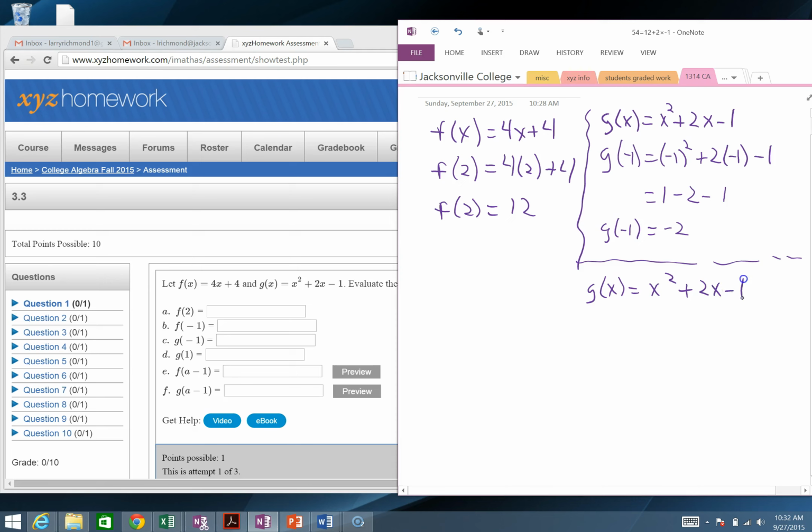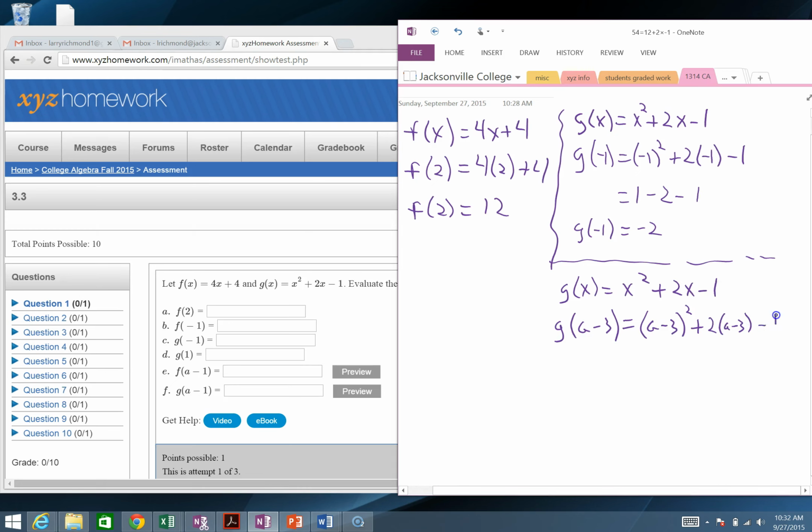plus 2x minus 1. To say g of a minus 1, I'm going to change that to a minus 3. Perhaps yours is exactly a minus 1. I've just changed this a minus 1 to a minus 3. We're just doing an example. Here I've replaced x with a minus 3. I'm going to do that same thing over here. So I have a minus 3 quantity squared plus 2 times a minus 3 minus 1.